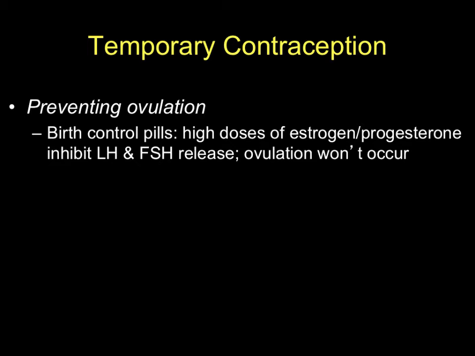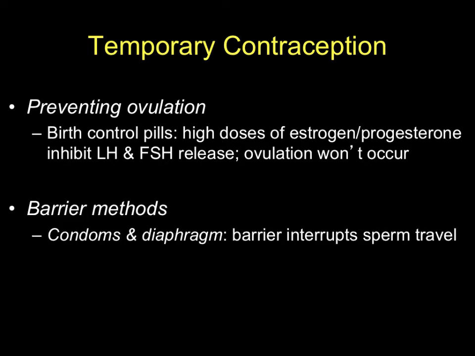And if those two hormones are not produced, then you're not going to have maturation of a follicle and eventually ovulation from the follicle. By maintaining high levels of estrogen and progesterone throughout most of the menstrual cycle, that's going to prevent ovulation from occurring. Barrier methods would involve, again, temporary things to help prevent sperm cells from encountering egg cells.